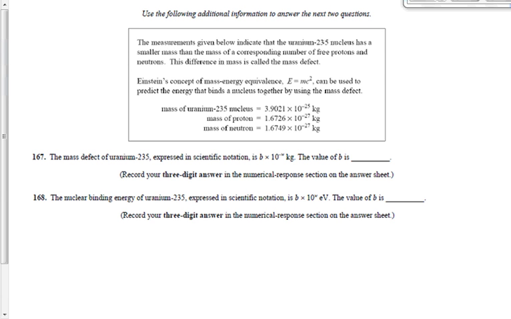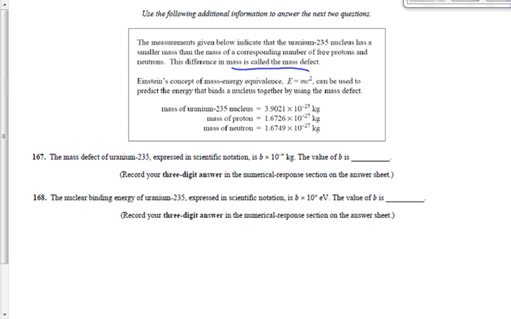Let's take a look at these ones as well, actually. The information says the measurements given below indicate that uranium-235 has a smaller mass than the mass of the protons and neutrons. Okay, that was our second definition for mass defect, right? The mass of the protons and neutrons is more than the mass of the nucleus. The mass of the nucleons more than the mass of the nucleus itself. Okay, the difference in mass is called mass defect. They tell us that, although we already knew that. Einstein's concept of energy mass equivalence can be used to predict the energy that binds a nucleus together by using the mass defect. Got a massive uranium-235, massive proton, massive neutron.